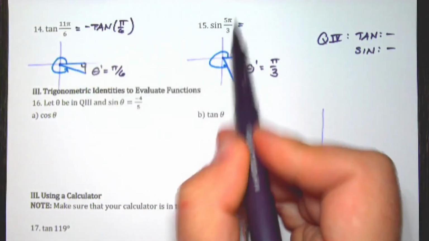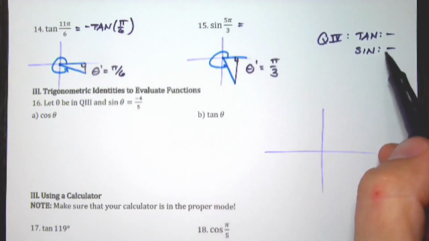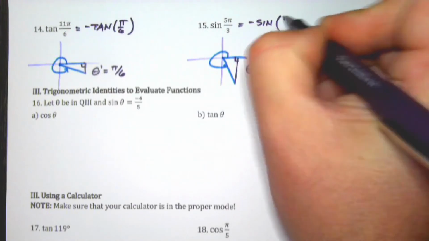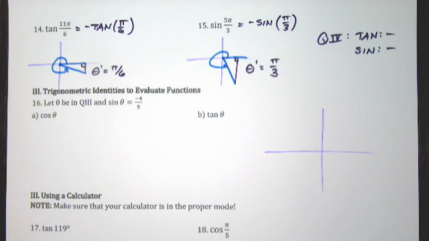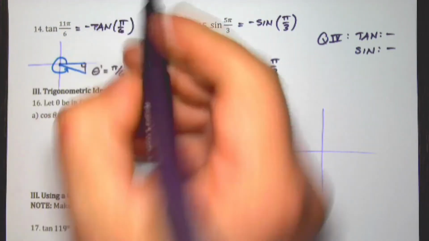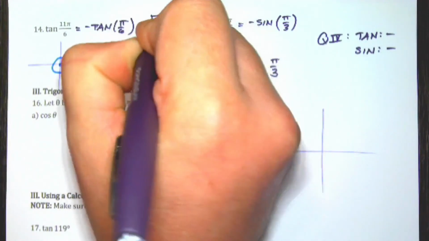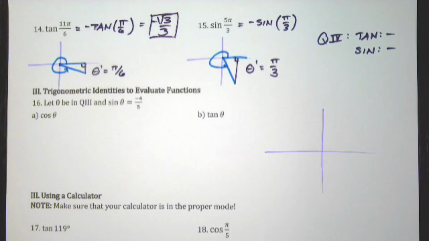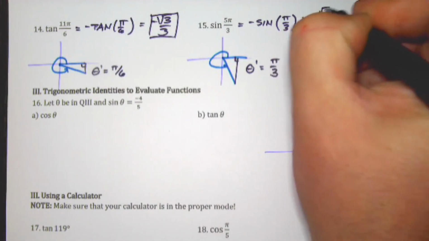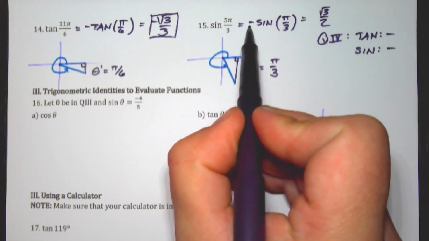And sine of 5 pi over 3 is really just negative sine of pi over 3. Well, again, whether we have it memorized or we can use that table on the page before, the unit circle, tangent of pi over 6, that's root 3 over 3, but it's going to stay negative. And then sine of pi over 3 is root 3 over 2. But again, we're going to keep that negative.